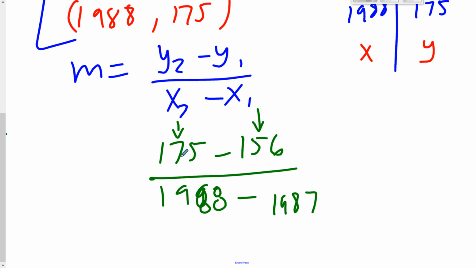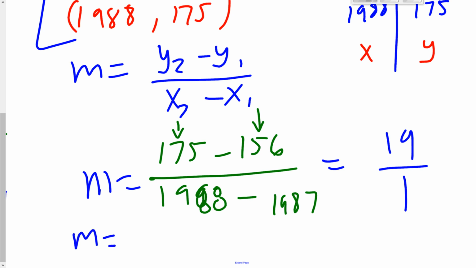But I can't mix it up. If I start with 175, then on the bottom I'd start with 1988. If I started with 156, then I would start with 1987. Okay, so we can go ahead and solve this, but that's 21, or 19, sorry. So 19 here and over 1, so 19. So my slope is 19.